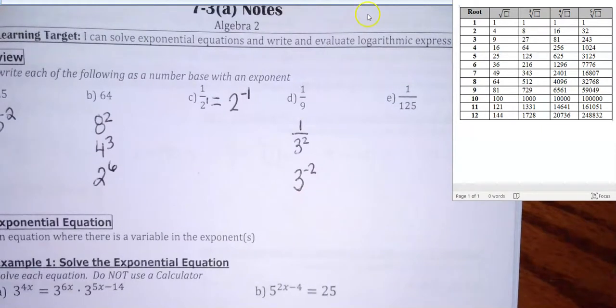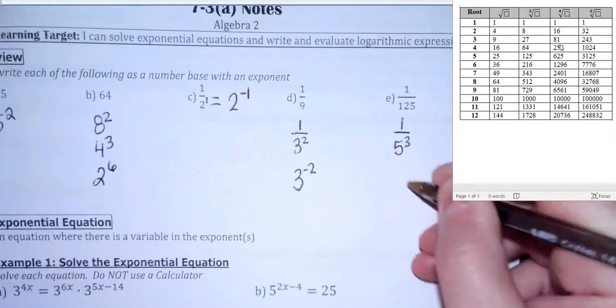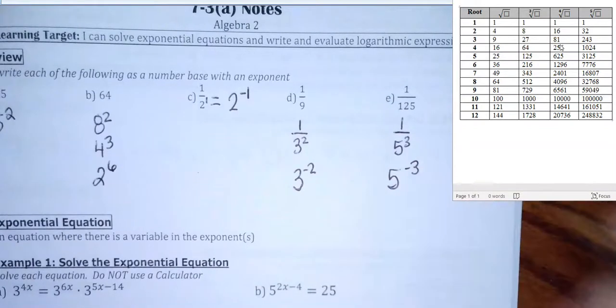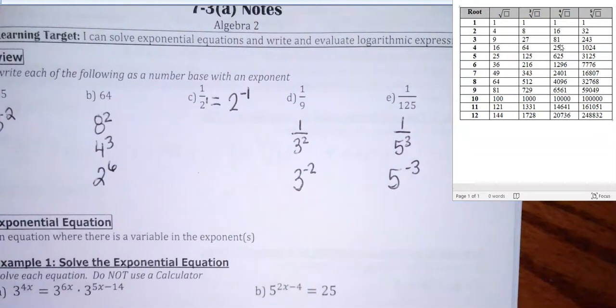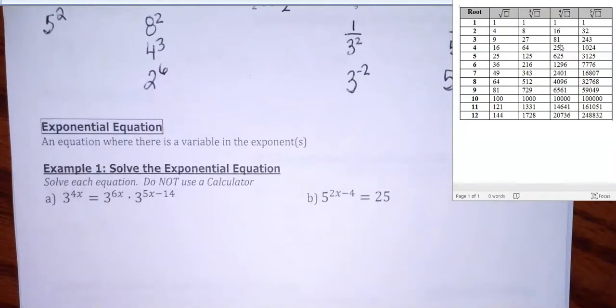And then finally here, I kind of already mentioned this, 125 is in that third column, so it's going to be 5 to the third. So this would be 1 over 5 to the third, or just as a plain number with an exponent, 5 to the negative 3. Negative exponents are not negative numbers. Fractions have negative exponents. Okay, so today we're going to work on some exponential equations.